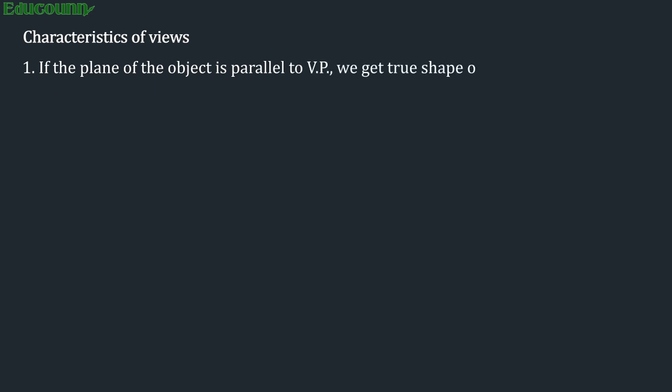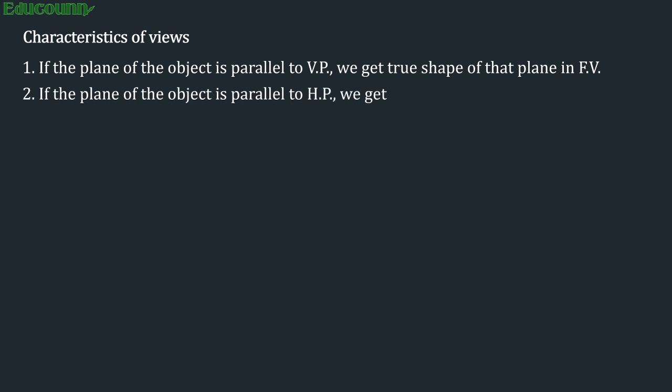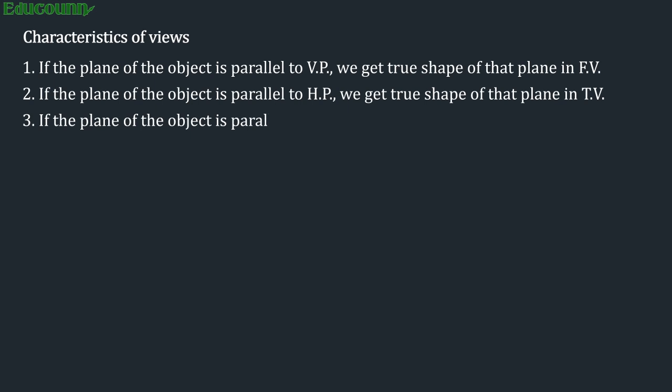So now let us study some characteristics of views. An important thing here is obtaining the true shape of the section. How is this true shape obtained? First, if the plane of the object is parallel to the vertical plane, that is VP, we get the true shape of that plane in front view. Now if the plane of the object is parallel to HP, we get the true shape of that plane in top view. And if the plane of the object is parallel to the profile plane, that is PP, we get the true shape of that plane in side view.